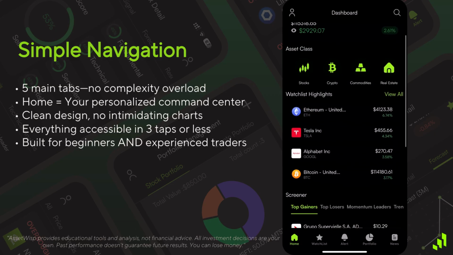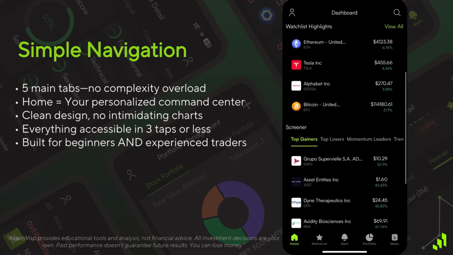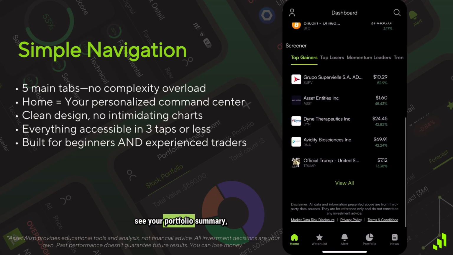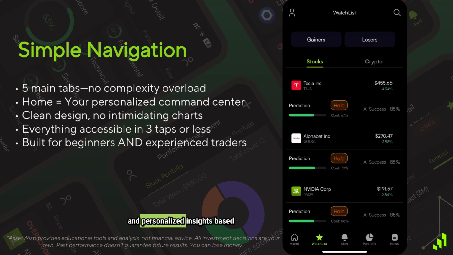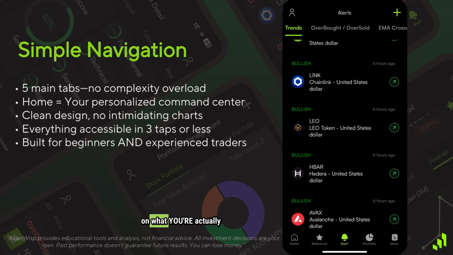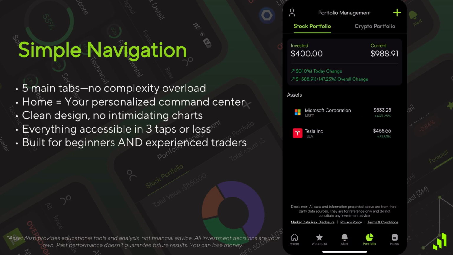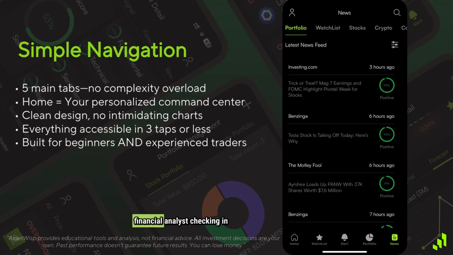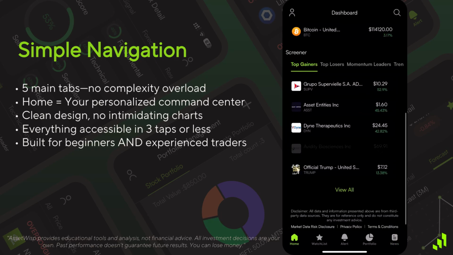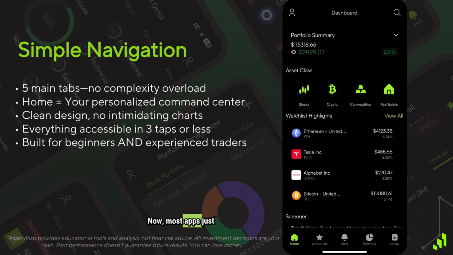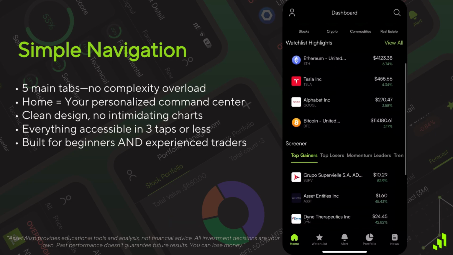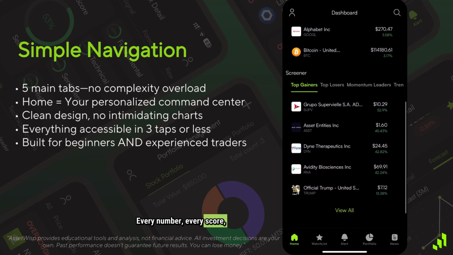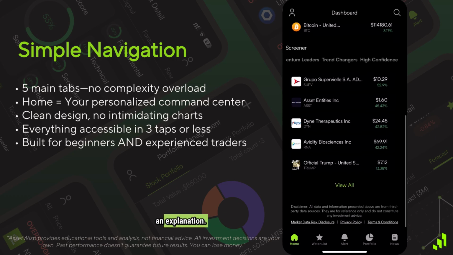The home screen? This is your command center. At a glance, you see your portfolio summary, trending stocks, market movers, and personalized insights based on what you're actually watching and holding. It's like having a financial analyst checking in with you every morning. Now, most apps just dump data on you and say, figure it out. We don't do that. Every number, every score, every recommendation comes with an explanation, because understanding why matters just as much as knowing what.